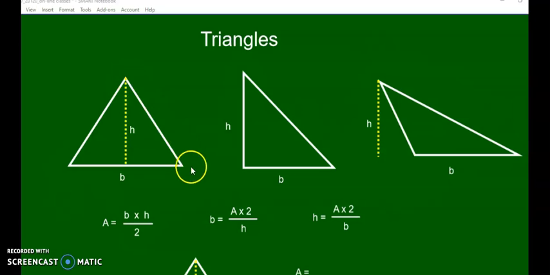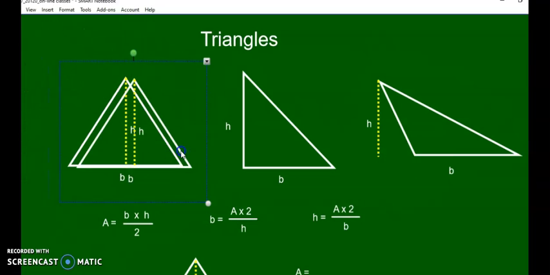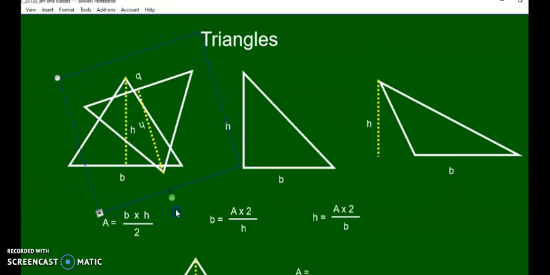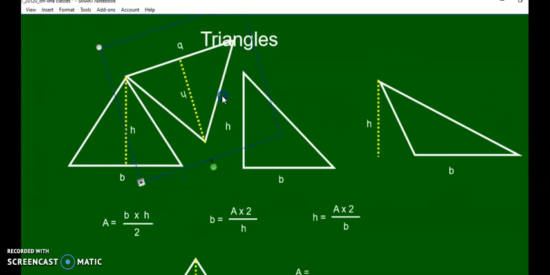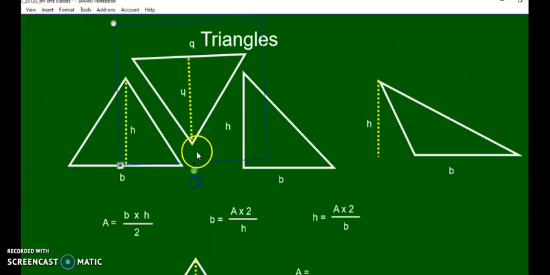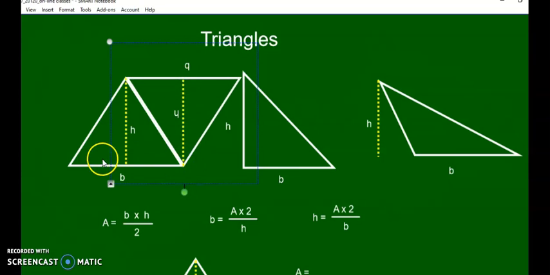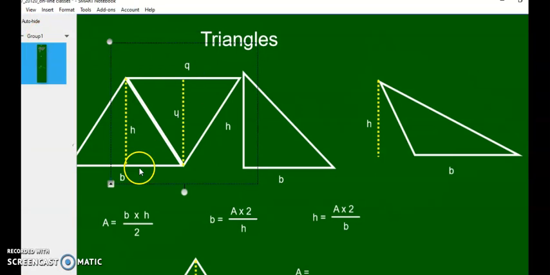It's actually half of a parallelogram. If I double any one of these triangles, I will make a parallelogram. Let's look at an example for a second. I've made a copy of this triangle. Now if I rotate it and attach it to here, and rotate it a little more like this and attach it, it's a parallelogram. So the area of a parallelogram is base times height, but divide by 2, and that gives us a triangle.